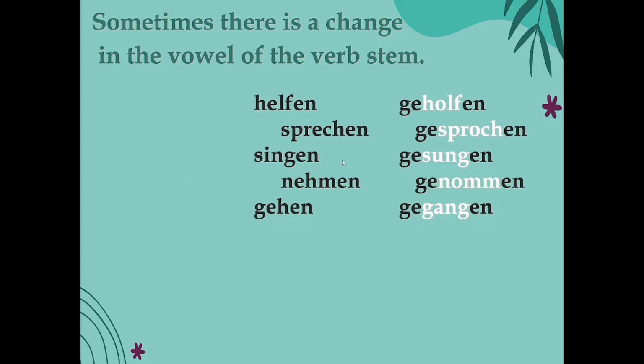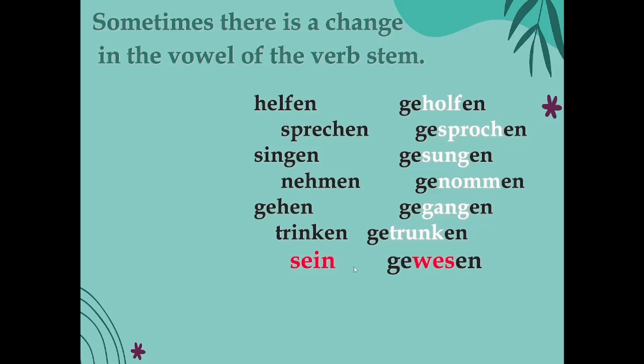Singen, to sing, gesungen, sang. Nehmen, genommen. So here you see a total change. Not only the e, also the h is getting changed and it is becoming genommen. Gehen, gegangen. And one more, trinken, to drink, getrunken. Here also there is a total change, not only the verb, here the i vowel is getting changed to u.